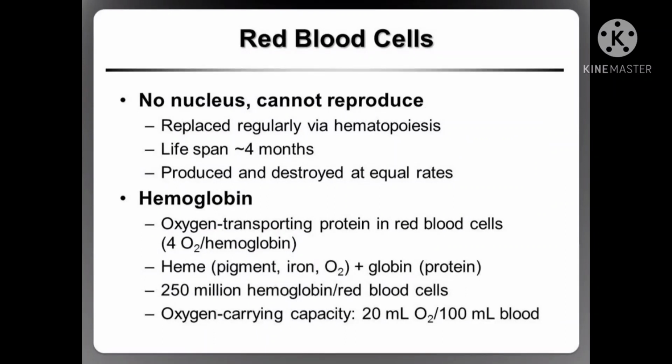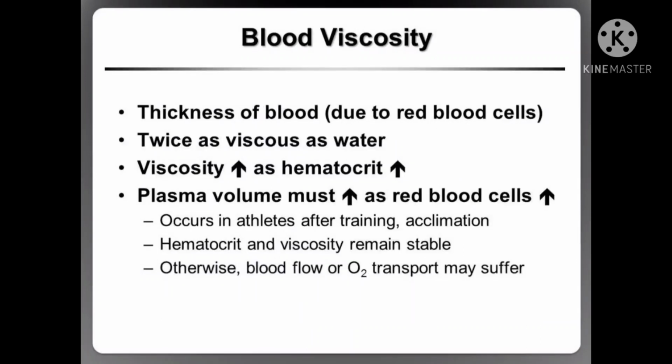So red blood cells have no nucleus and cannot reproduce. So this is the hemoglobin, the second one. Blood viscosity is the thickness of blood, twice as viscous as water. Viscosity increases as hematocrit increases. Plasma volume, mass as red blood cells.